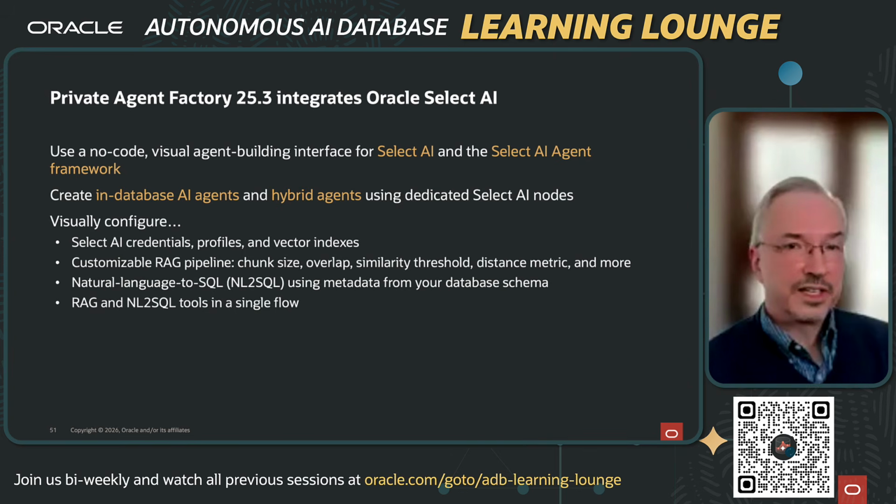The latest release, 23.5, includes an integration with Select AI and the Select AI agent framework. Among the components in Agent Builder are Select AI specific components for constructing your AI agent. You can also visually configure credentials, AI profiles, and vector indexes. In addition, you can combine Select AI specific components with other Agent Factory agents and workflows.